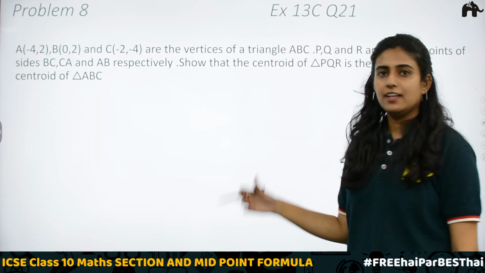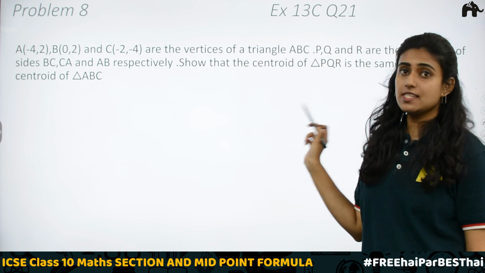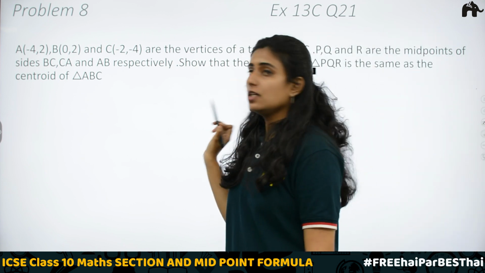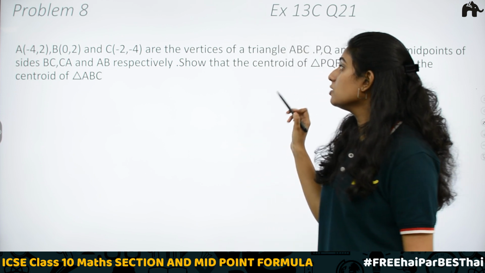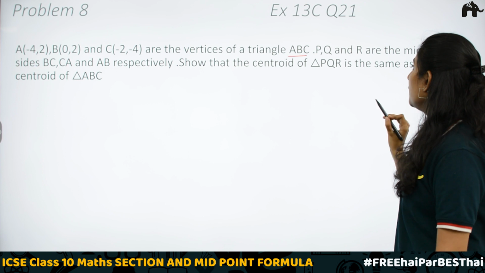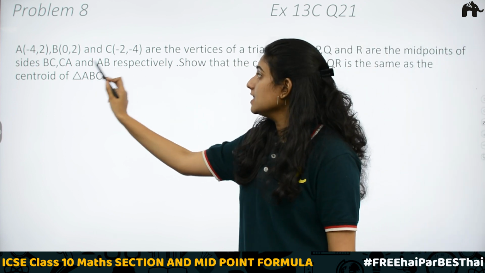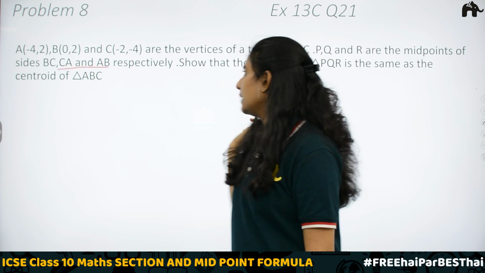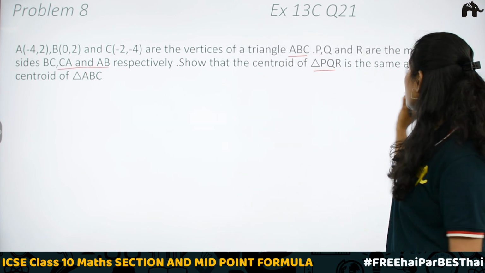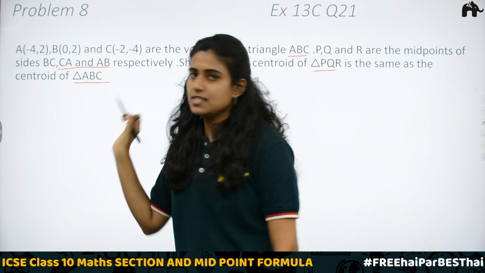Understood this? Here we have the last question for today. Problem 8, question 21 of exercise 13C. A minus 4, 2, B 0, 2 and C minus 2, minus 4 are the vertices of a triangle ABC. P, Q and R are the midpoints of sides BC, CA and AB respectively. Show that the centroid of triangle PQR is the same as the centroid of triangle ABC.